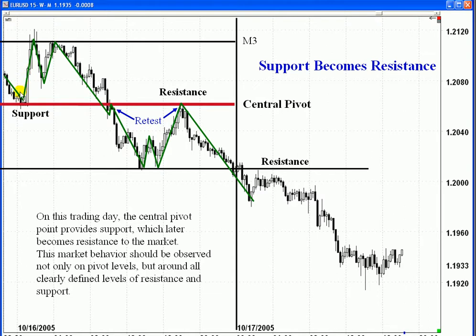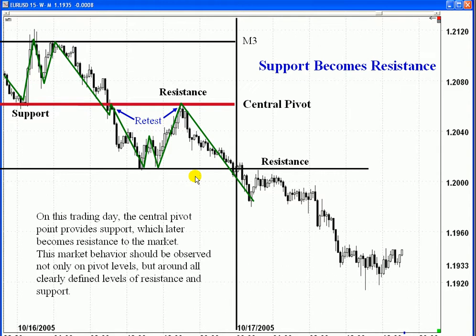Another fine example of support. Price moves to M3, down to S1, down to M2, and price rallies. Support becomes resistance. What's important to look at here, folks, is you see even the distance between central pivot and M2, there's still a very tradable range that you can profit from.